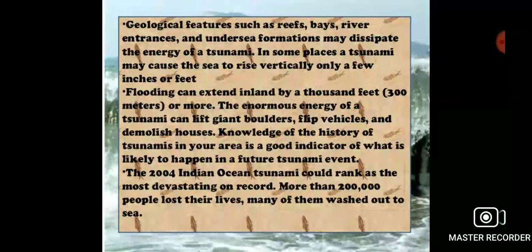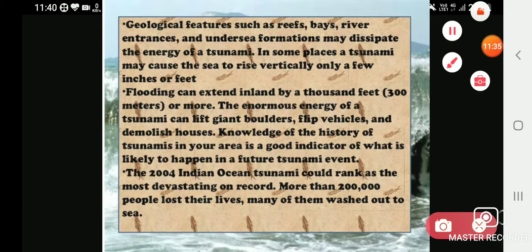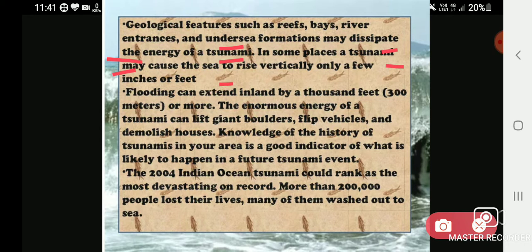Geological features such as reefs, bays, rivers, and entrances and undersea formations may dissipate the energy of a tsunami. In some places, a tsunami may cause the sea to rise vertically only a few inches or feet. Flooding can extend inland by 1,000 feet, 300 meters or more. The enormous energy of a tsunami can lift giant boulders, flip vehicles, and demolish houses. Means tsunamis are very dangerous.